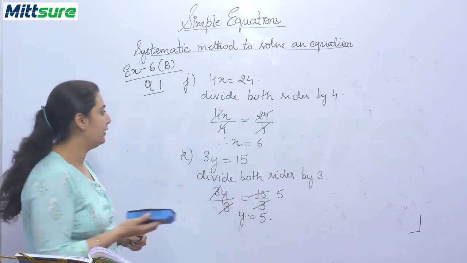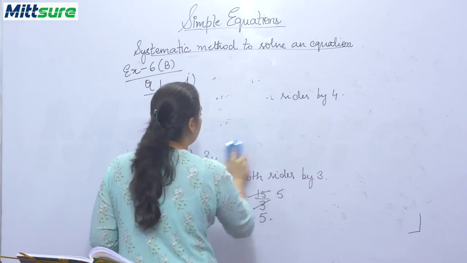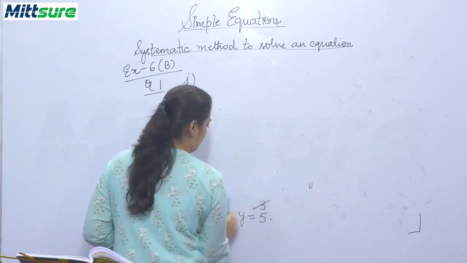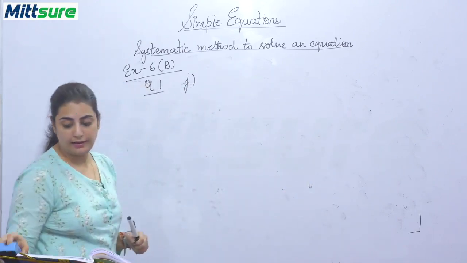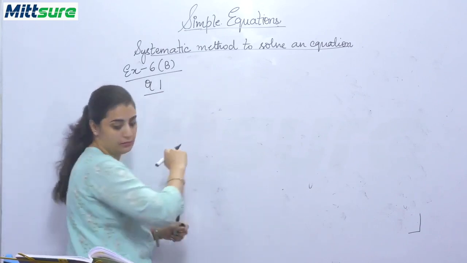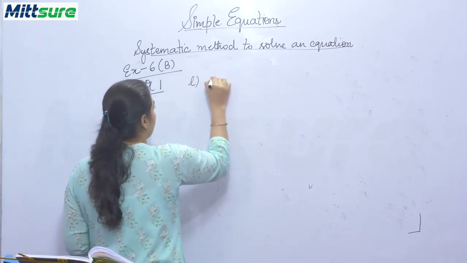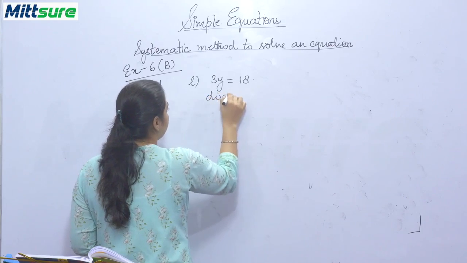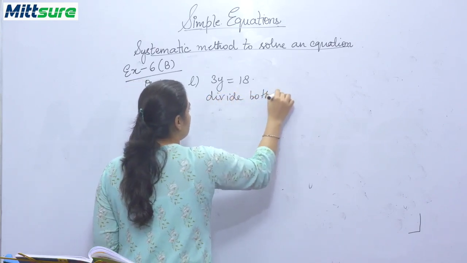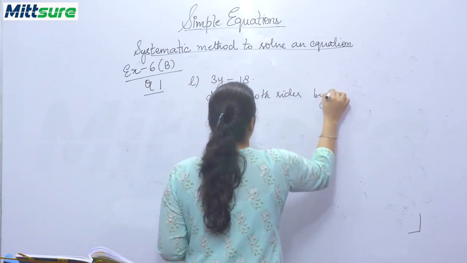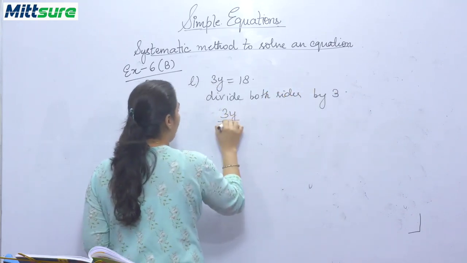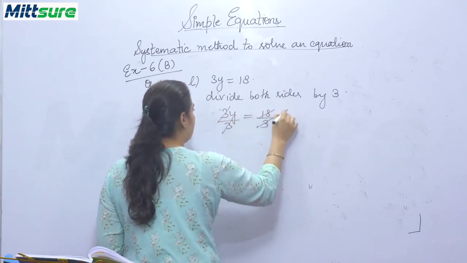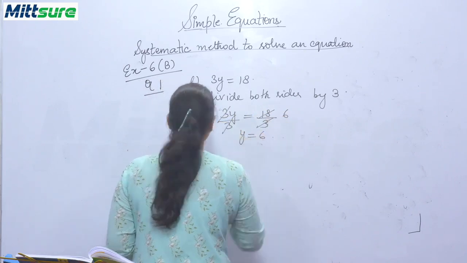Now next L part is 3y is equal to 18. This is the L part. Divide both sides by 3. 3y upon 3 equals to 18 upon 3. 3 cancels 3, 3 cancels 18 6 times. So the value comes to be 6.